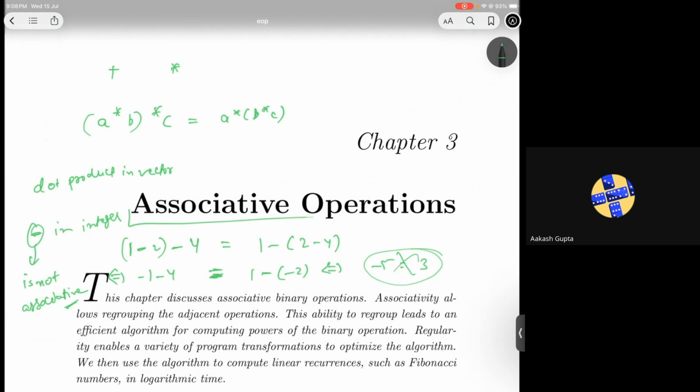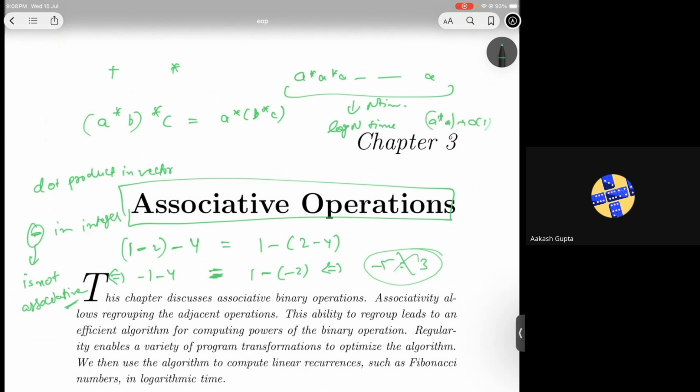So if we are in the domain of associative operations, we will see an algorithm to compute, let's say, a star a star a, given n times, in log n time, assuming that a star a can be computed in O(1) time. Under this assumption, we will see how to compute n such multiplications of element a with itself in log n time. Okay. See you in the next session.